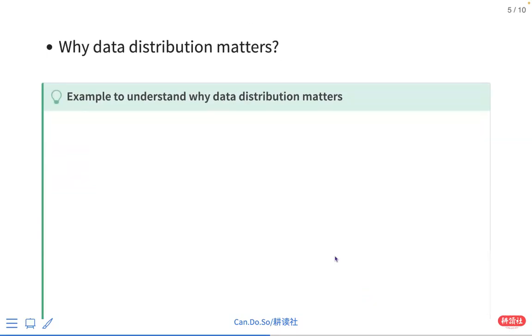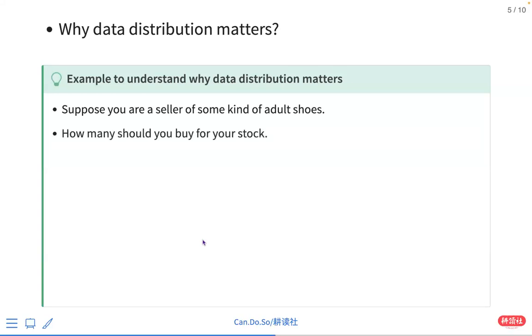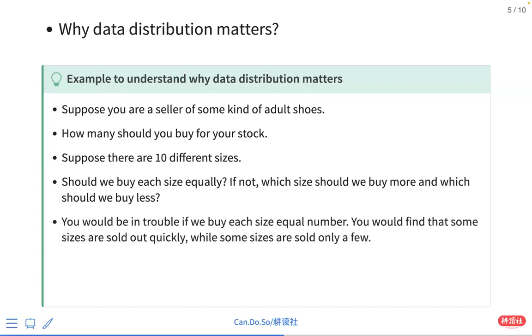But why does data distribution matter? We can use an example to understand why. Suppose you are a seller of adult shoes. How many shoes should you buy for your stock? Suppose there are 10 different sizes, and should you buy each size equally? If not, which size should we buy more and which should we buy less?